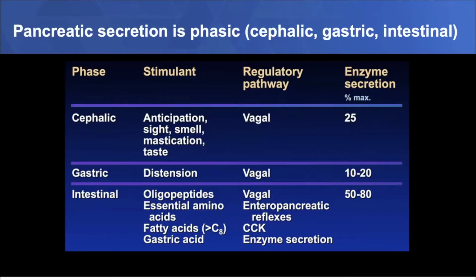So we divide this into phases: cephalic, gastric, and intestinal phase. The stimulants are shown there. Even the sight of food can stimulate pancreatic secretion to over 20% of its maximum value. Stimulation when food is in the stomach is greater, and of course the maximum stimulation occurs when it's in the small intestine.